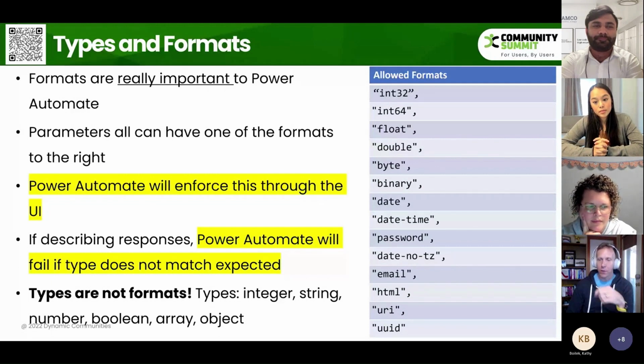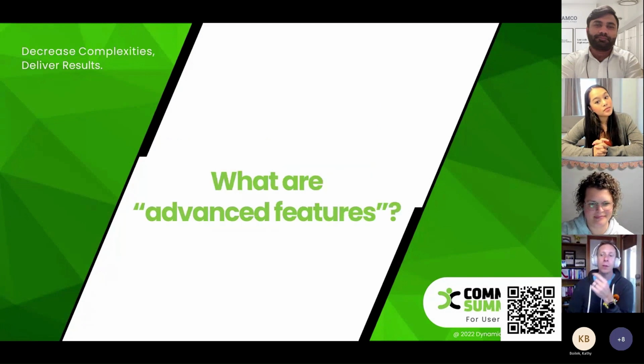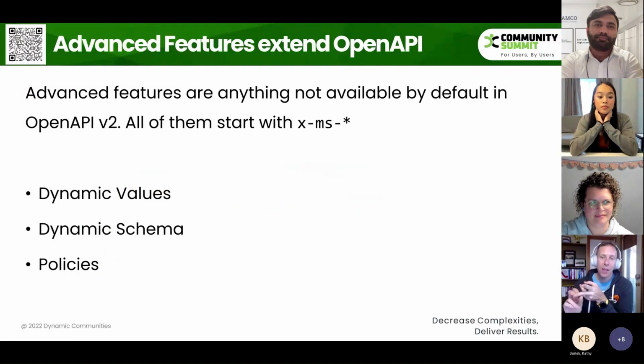These are the types and formats that are available in the standard connectors. I apologize, I'm moving through the standard stuff so quickly because I'm trying to move us along. I assume this is something you guys already know. What we're going to talk about today are the dynamic values, the dynamic schema, and the policies. There's also custom code, but I'm not going to get into that. We're just going to focus on these three things, and I'm going to try my best to get through this so that we can have time for a demo.